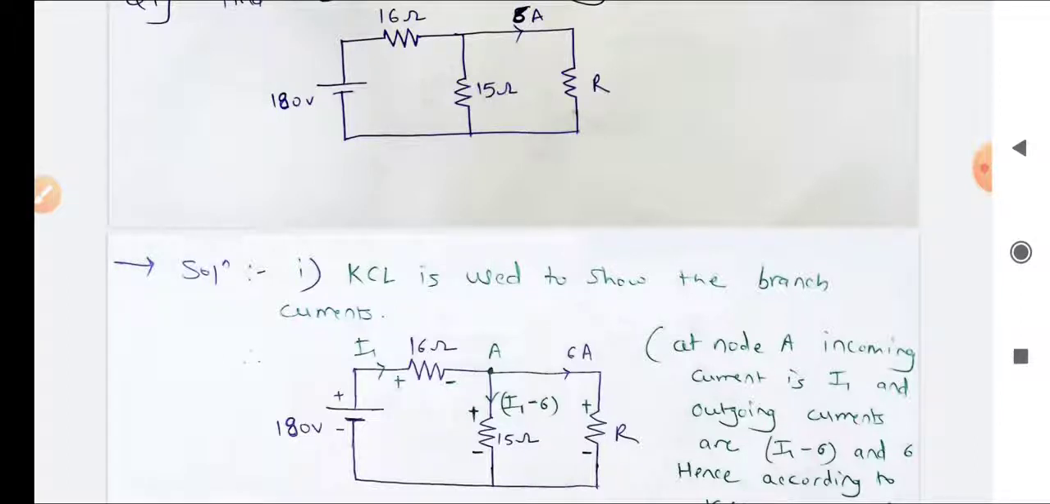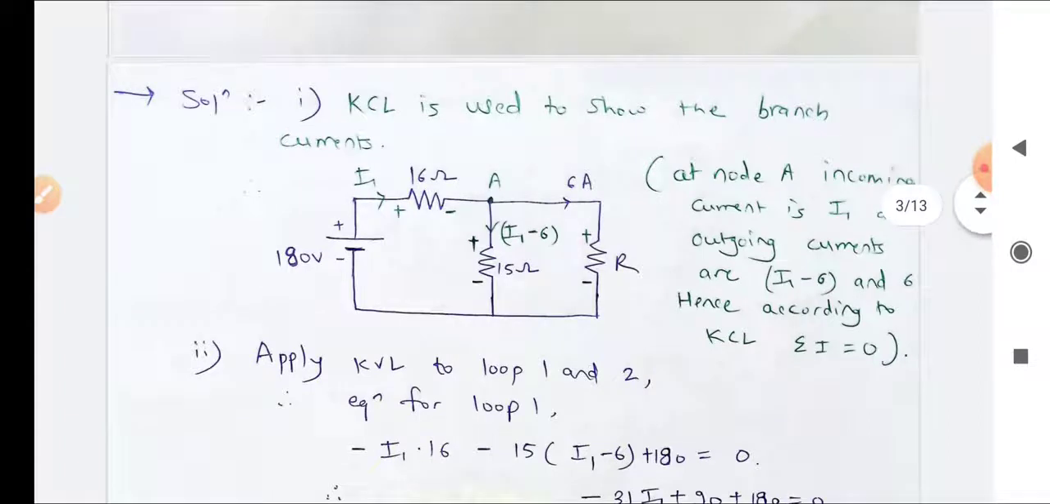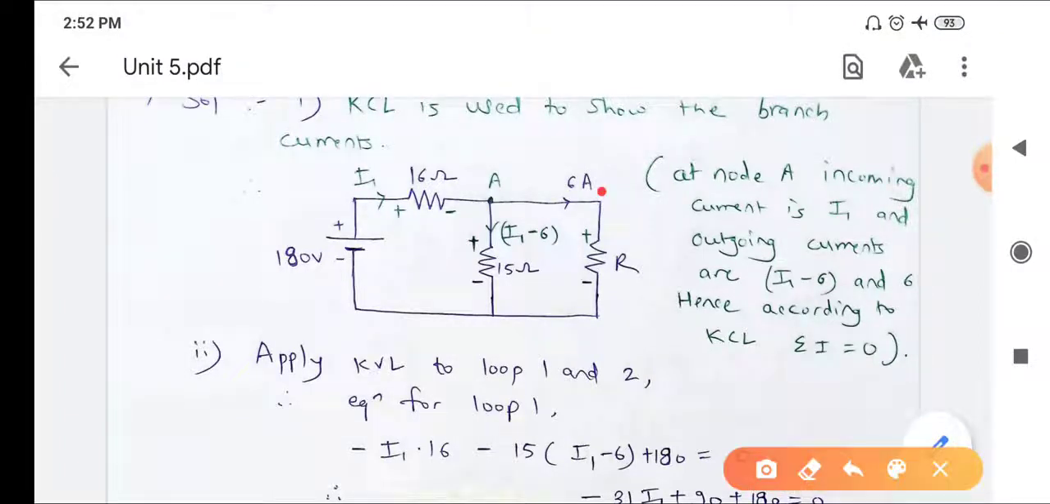So the first step is, by using KVL, we are going to show the branch currents. The 6 ampere current is already flowing through resistance R. We are going to give the current flowing through the 16 ohm as I1. Now at node A, this I1 gets divided into two parts. The current gets distributed in 2 branches. First, we have already known the current flowing through the R ohm resistance, it is 6 ampere.